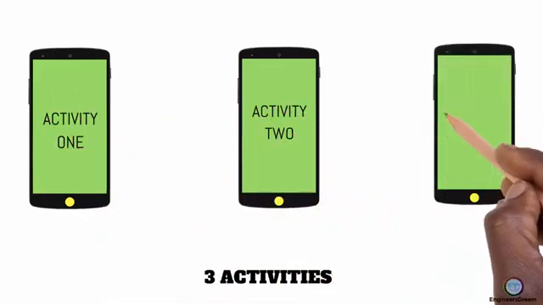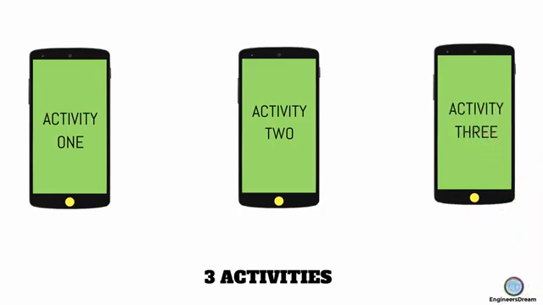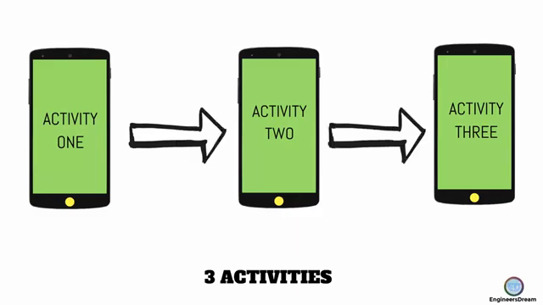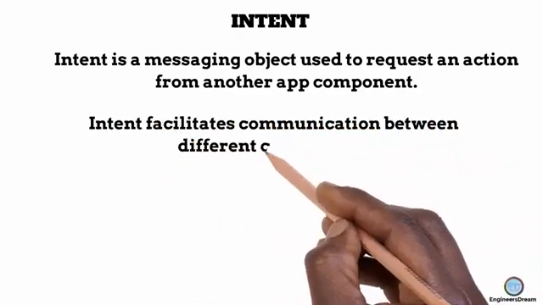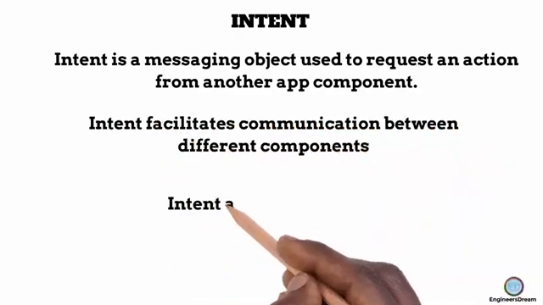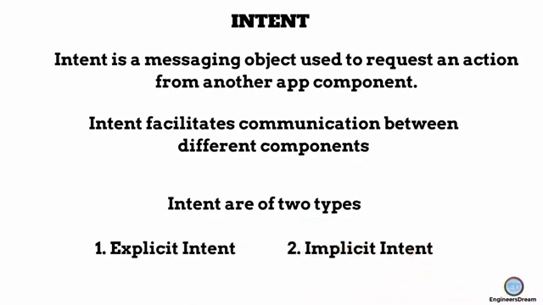Now, if you have 3 activities inside your application, then you need some component to communicate between these activities, or some component to jump from one activity to another. To communicate from one activity to another, we use a component called an intent. So guys, after understanding what an activity is, let's talk about intent. An intent is a messaging object you can use to request an action from another app component. Intent facilitates communication between components. Intents are of two types, explicit intent and implicit intent.